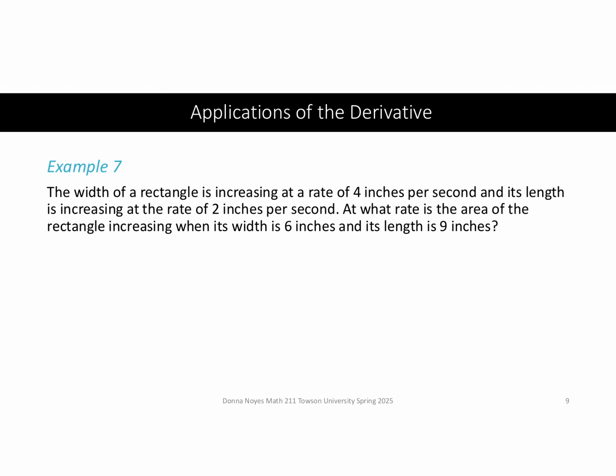Example 7 is kind of a fun one. This one is an application of, believe it or not, the product rule. So the width of a rectangle is increasing at a rate of 4 inches per second, and its length is increasing at a rate of 2 inches per second. At what rate is the area of the rectangle increasing when its width is 6 and its length is 9?